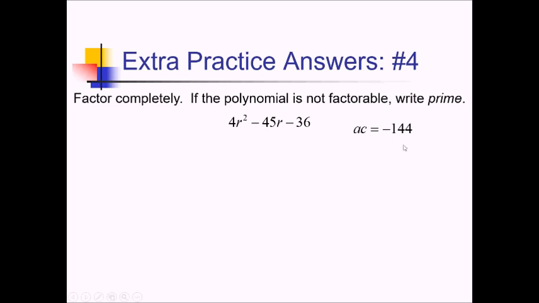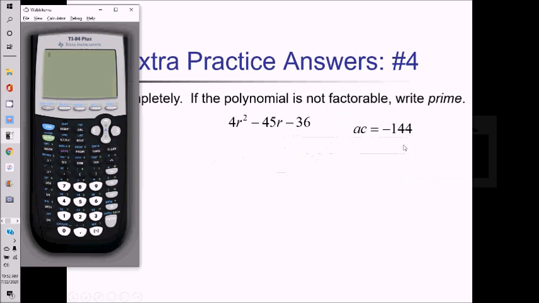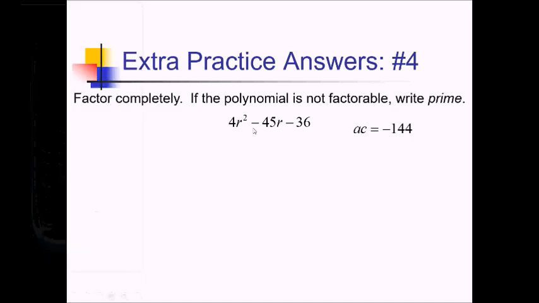1 and 144 is not going to work. Neither is 2 and 72, still too big. But 3 might work. Let me see here. 3 times what? 144 divided by 3 gives me 48. Okay, well, if I had positive 3 and negative 48, that would give me negative 45 if I added those. So let me split this up then into plus 3r minus 48r.